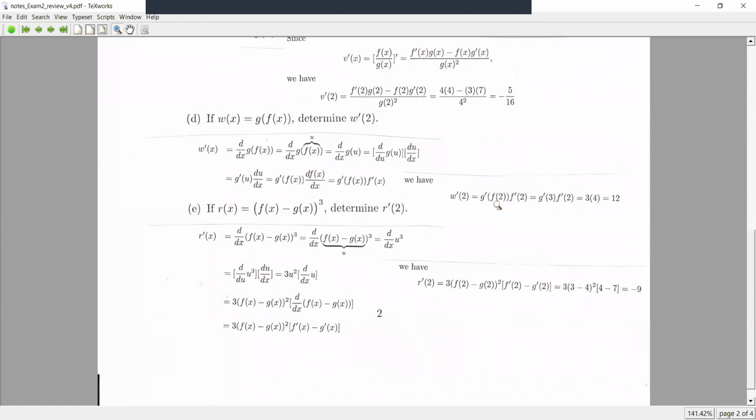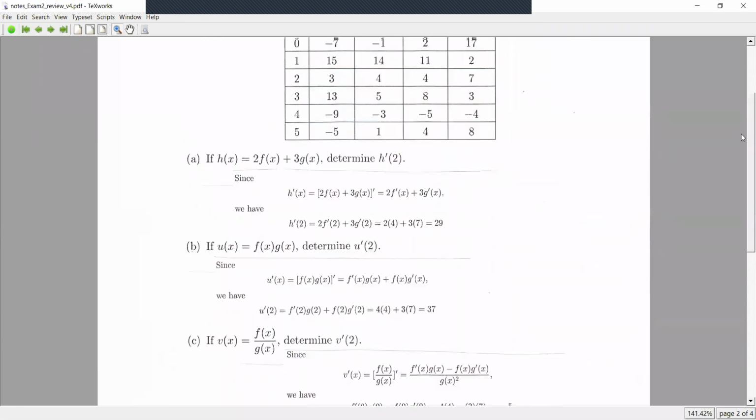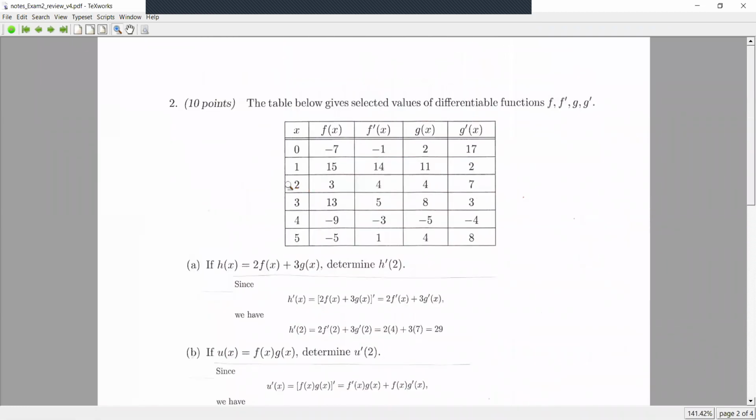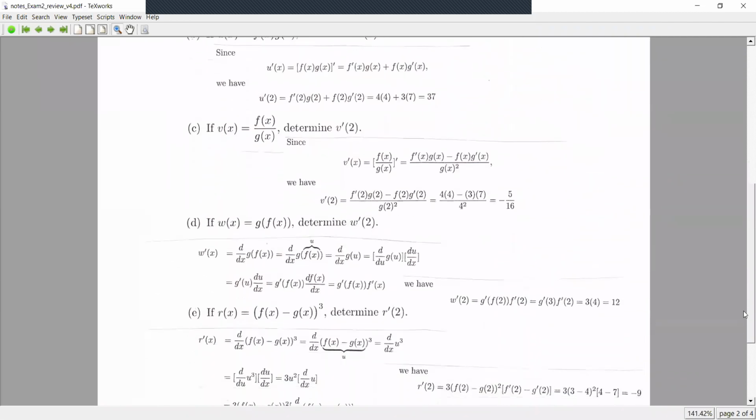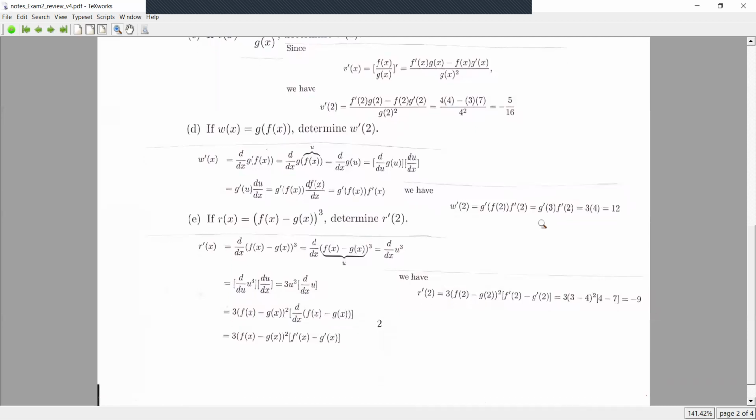From the table, f of 2 is 3. This is x equal to 2. This column is function f. Function f at 2 is 3. Also from the table, the derivative of g at 3 is 3. The derivative of f at 2 is 4. Therefore, the derivative of w at 2 is 12.